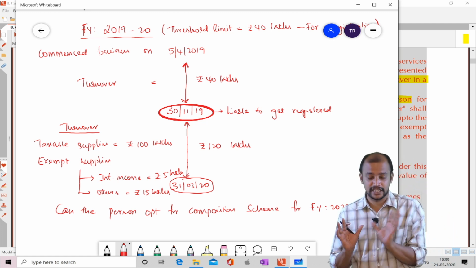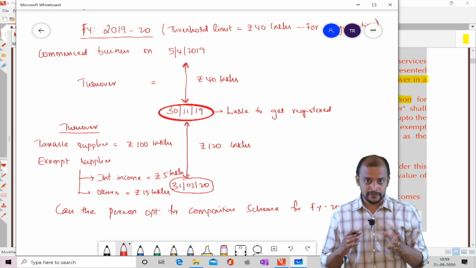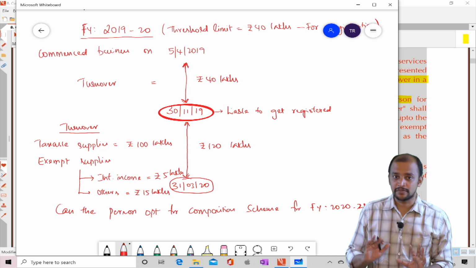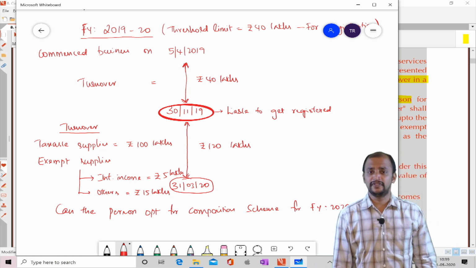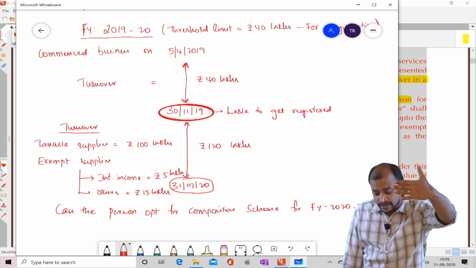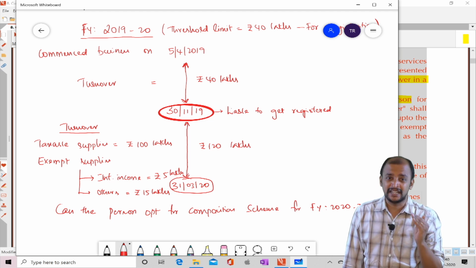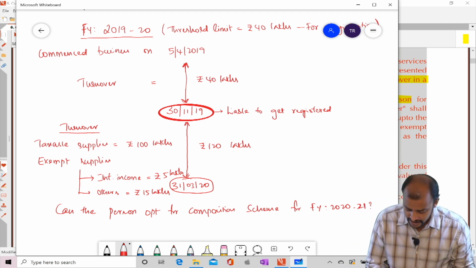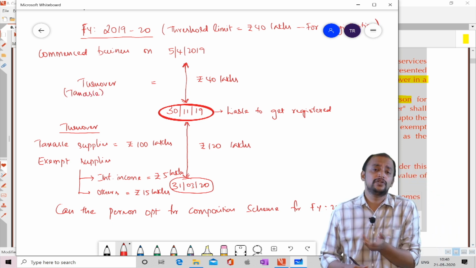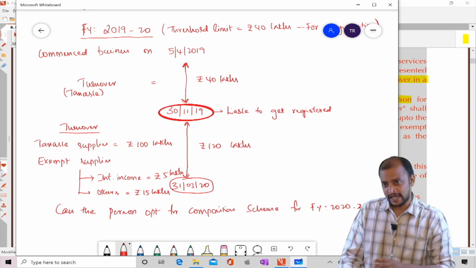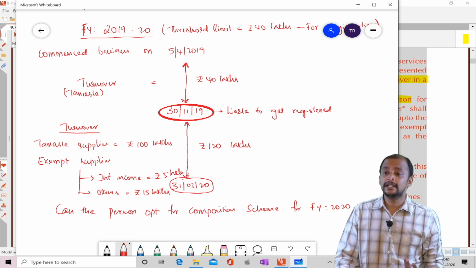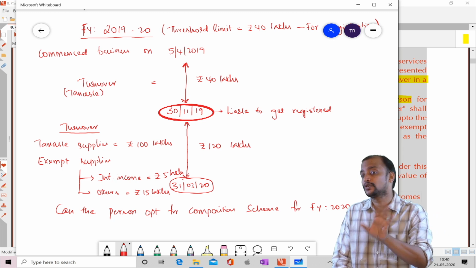So now we need to compute aggregate turnover. While computing aggregate turnover, we need to take turnover that is taxable as well as exempt supplies. That's regular. Now my question is, from 5/4/2019 he made a turnover of 40 lakhs, assuming this turnover is taxable turnover. Sir, when it is taxable turnover he should have registered? No, need not be. It is a taxable supply, but up to 40 lakhs he is not required to pay GST and he is exempted from registration. He is not required to get registered.